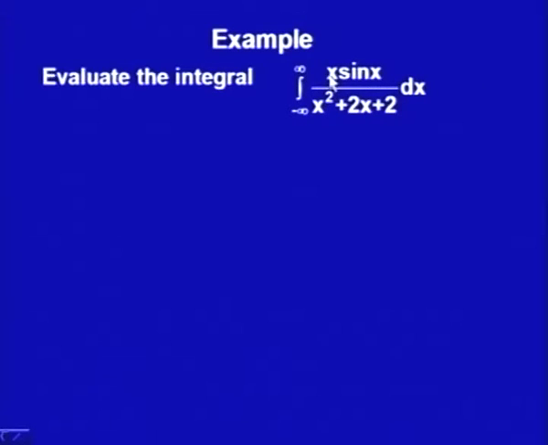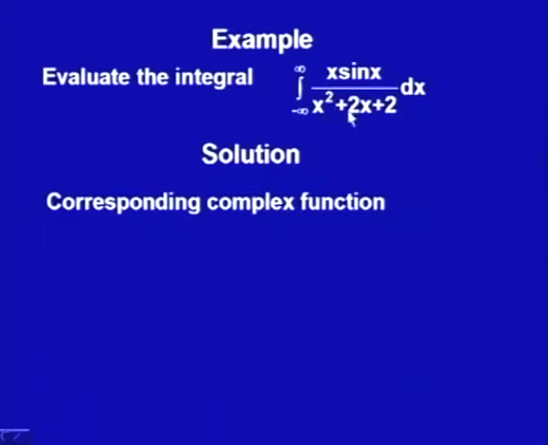This integral is of the form x upon x square plus 2 x plus 2 into sin x. This is my f x into sin x, so we are having an f x sin x dx kind of integral. Moreover, my function f x is x upon x square plus 2 x plus 2, so it is again of the form of a rational function. Let us try to solve it. We have f x as x upon x square plus 2 x plus 2. We have p x equal to x, which is a polynomial, and q x equal to x square plus 2 x plus 2, which is also a polynomial.